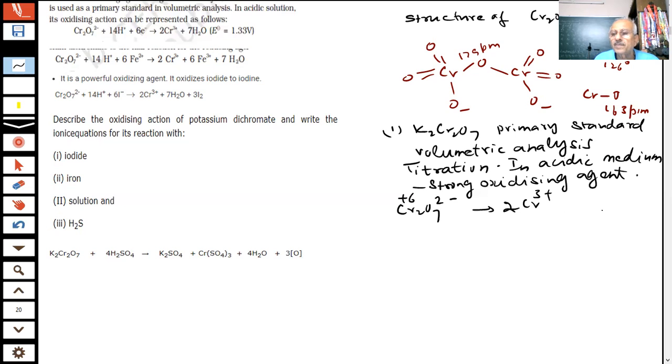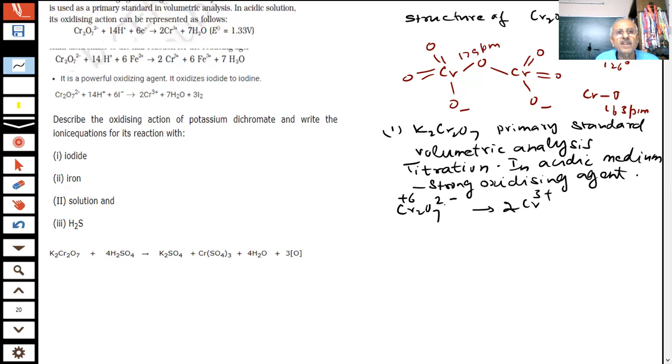3d3. Chromium 3 plus: 1 will go from s and 2 will go from d, giving 3d3. That t2g3 we have shown as a stable configuration, as we have shown for chromium earlier. So it is going to get reduced from +6 to +3, and it is a very good oxidizing agent in acidic solution.